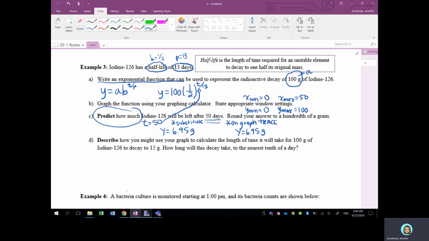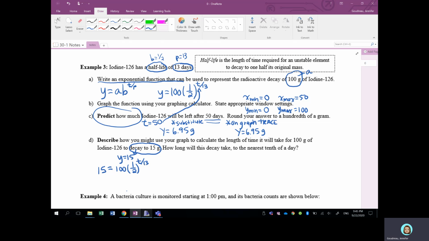Part D, describe how you might use your graph to calculate the length of time it will take for 100 grams of iodine 126 to decay to 15 grams. So I am giving you an end amount there. I am giving you a Y value. So Y is equal to 15. So basically what I'm asking you to do is solve the equation 15 equals 100 times 1/2 to the T over 13. So we don't know what T is in part D. We know what Y is.